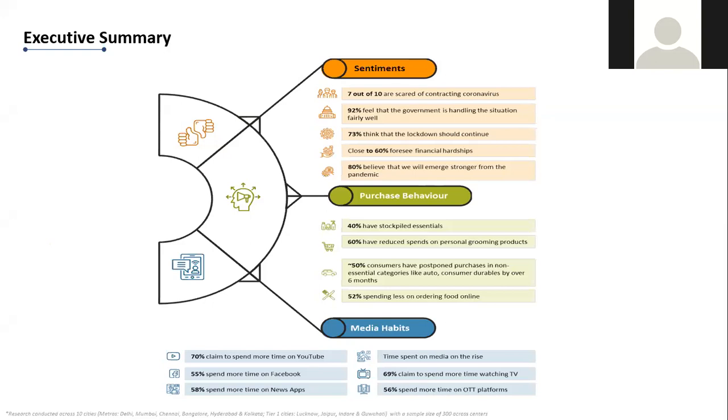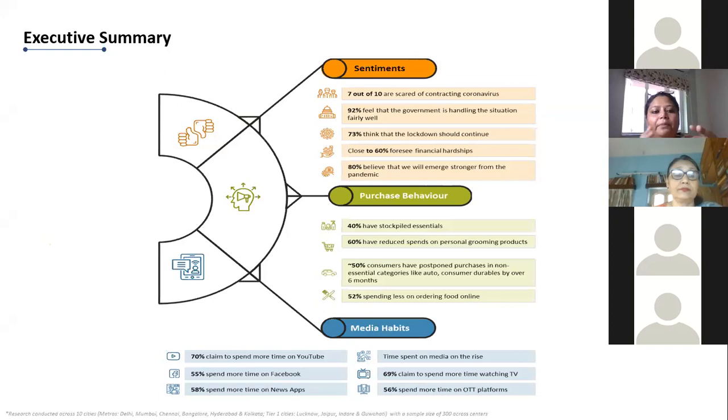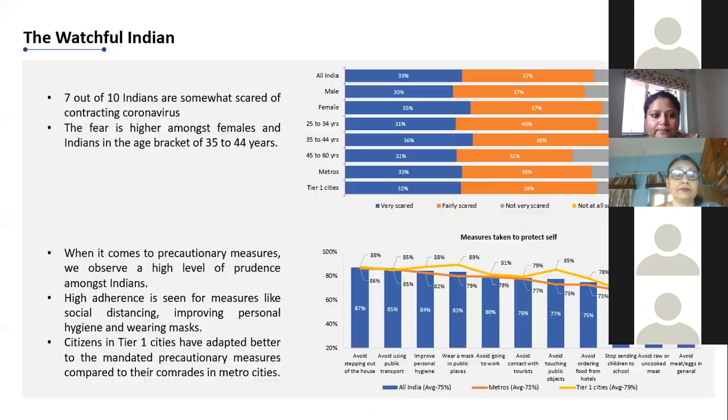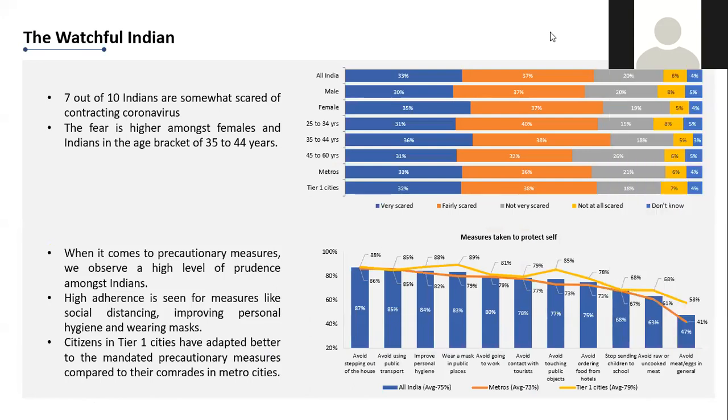In case you have questions, please stop me and ask, or I'm happy to answer them at the end of the session, whatever works for you all. When you look at these sentiments, it is a watchful Indian. When you asked people what they think about the coronavirus, 7 out of 10 Indians said they were somewhat scared of contracting the virus, and the fear was high amongst females in the age group of 35 to 44. Naturally, parents, older moms, older women, everyone had that fear that we can contract the virus ourselves.